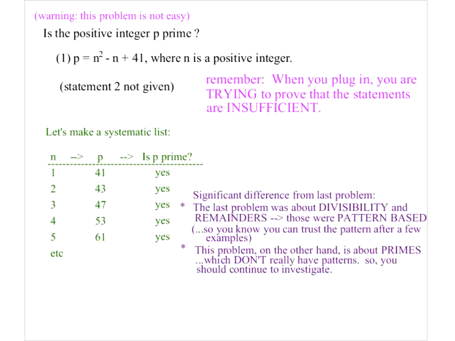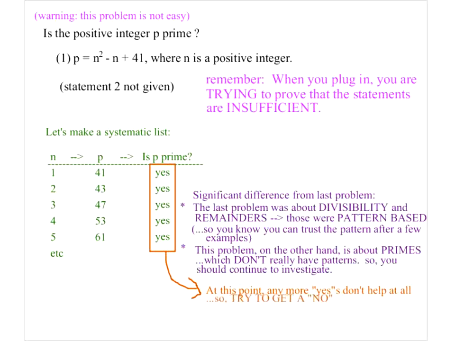All right. So what are we trying to do? I mean, right now we have a whole bunch of yeses. So someone type in the text box, what is our goal at this point? Since we have like 1 million yeses, what are we trying to accomplish? Well, we're trying to get a no. Okay, because at this point, any more yeses don't help at all. So try to get a no.